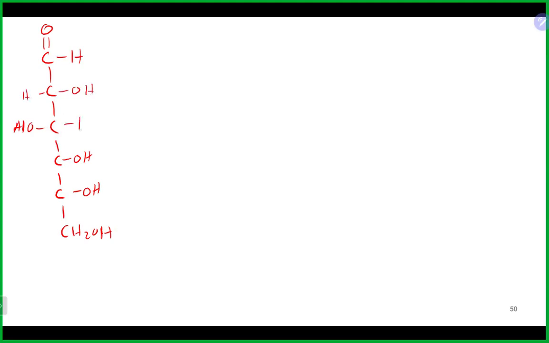So let's talk a little about how to do that. Let's just say we took a made up one here. Okay, so let's say we have this hexose, this aldose, which is a hexose, and we want to turn it into a cyclic structure.